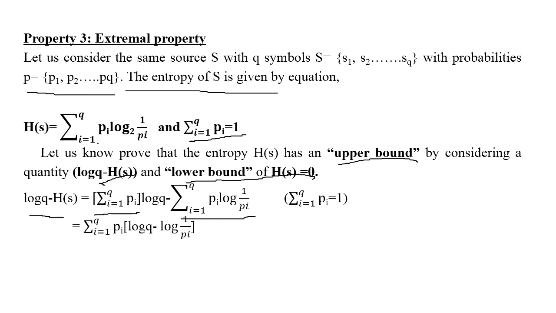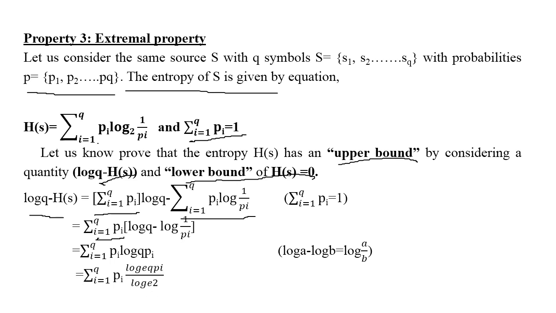Or we can substitute here by taking the common factor as summation i = 1 to Q of Pi, which is a common term, into log Q minus log 1 by Pi. Log A minus log B is nothing but log A by B. Therefore, we'll substitute this equivalent, that is log A minus log B, as log A by B. Hence, we are going to get the equation as summation i = 1 to Q of Pi log Q Pi, which is equal to, we'll try to convert it into the natural log function.